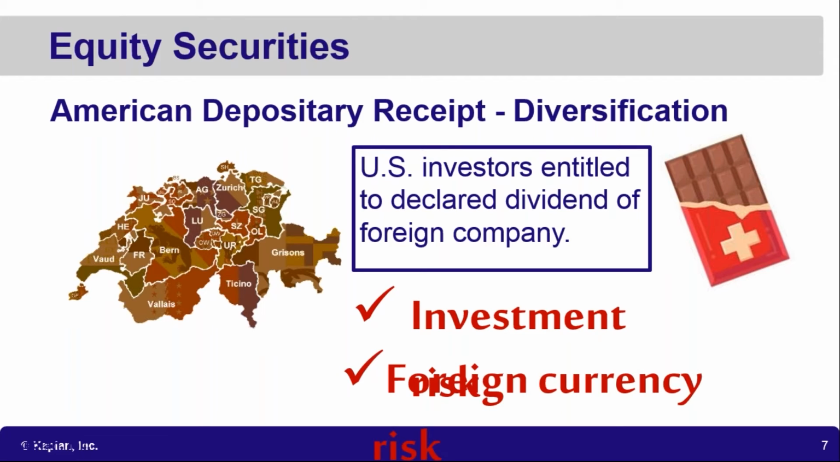So you really have two kinds of risk here with ADRs. You have investment risk and you have the foreign currency risk. These are very good diversification tools if someone's looking for a little bit of foreign exposure with their investments. They're very liquid. They trade on exchanges. They trade in the over-the-counter market. Very easy to buy and sell ADRs out there.